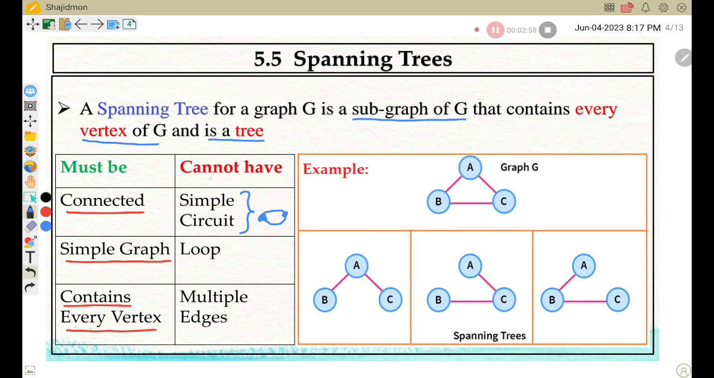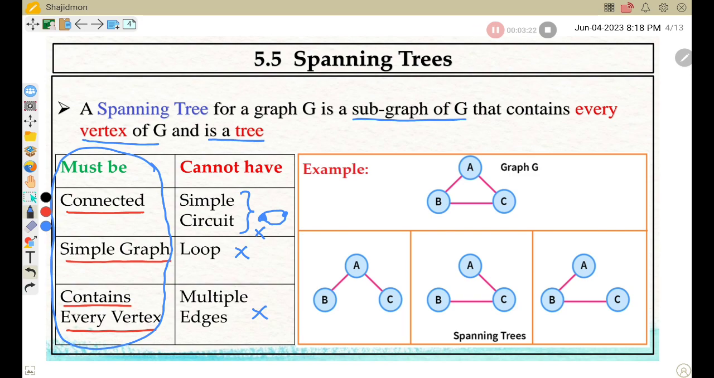So a simple circuit is not possible. And a loop, of course, cannot be there because it should be a simple graph. As I told you, loops are not possible, multiple edges are not possible, and simple circuits are also not possible. So this cannot be in the spanning tree. A spanning tree should satisfy these conditions: it should be a connected simple graph, and it contains every vertex of the graph.